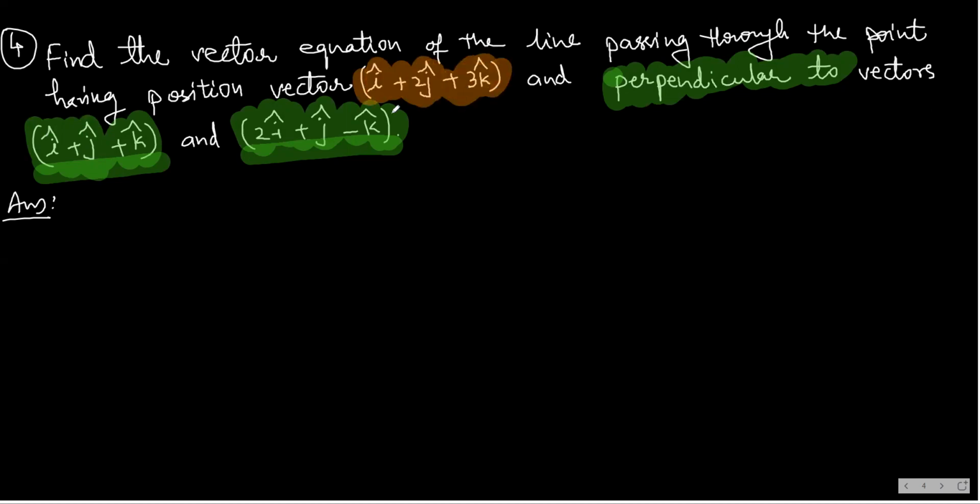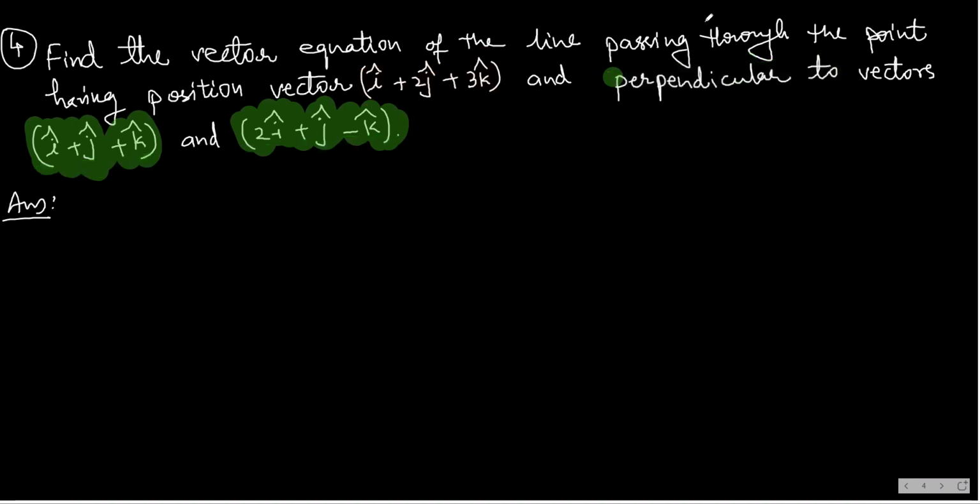Now, whenever I have one point on the line, the next thing that I look for is a vector parallel to the line. If they give me one point on the line, as they have given, the next thing I was looking for is that they should give me one vector parallel to the line, along the direction of the line. But they are not giving us that. What are they giving us? Instead, they are giving us two vectors perpendicular to the line.